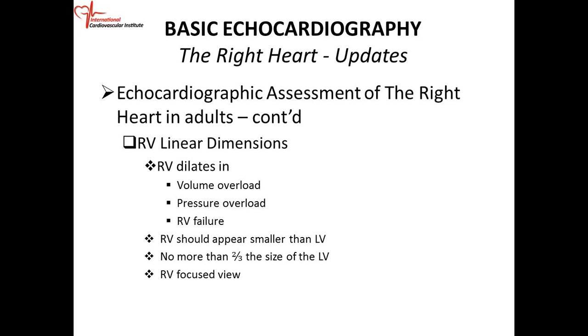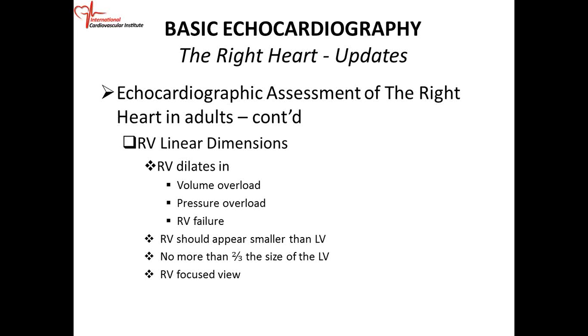The RV, when you just look at your four-chamber view, that's why I say it's important to look at normal studies. So you pick up what's normal. In a normal individual, the RV should appear smaller than the LV in the apical four-chamber view. So get accustomed to looking at normal studies so you know what's normal. It should not be more than 2/3 the size of the LV.